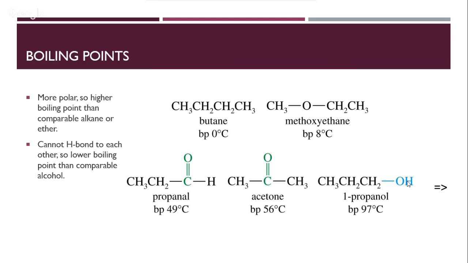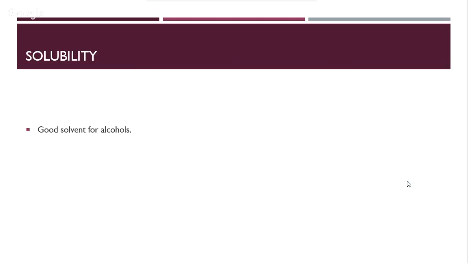even than acetone, right? So acetone, ketones are higher in boiling point than aldehydes, but in priority, aldehydes are named first and then ketones. So remember this difference. In boiling points, ketones are higher than aldehydes, but in nomenclature, aldehydes are higher than ketones. Now let's look at the solubility part.